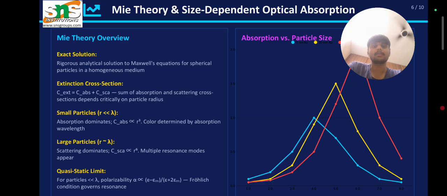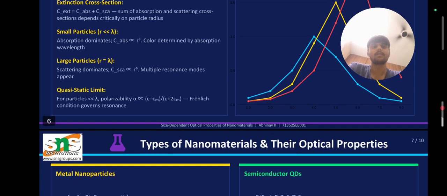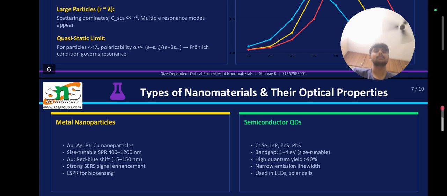Next, small particles. Absorption dominance. C absorption is directly proportional to R cube. That is, color depends on absorption wavelength. Large particles: scattering dominates, C scattering is directly proportional to R power 6. That is, multiple resonance modes appear. Quasi-static limit: for particles smaller than the wavelength, polarizability is directly proportional to volume, and the Fröhlich condition governs resonance.